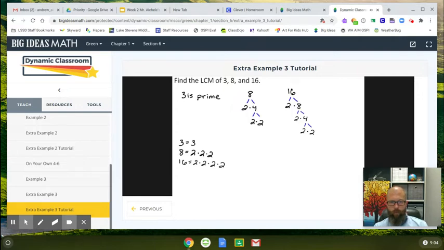The only other factor that appears is 3. Now you want to find the product of the circled factors, which is 2 times 2 times 2 times 2 times 3, which equals 48. So the least common multiple of 3, 8, and 16 is 48.